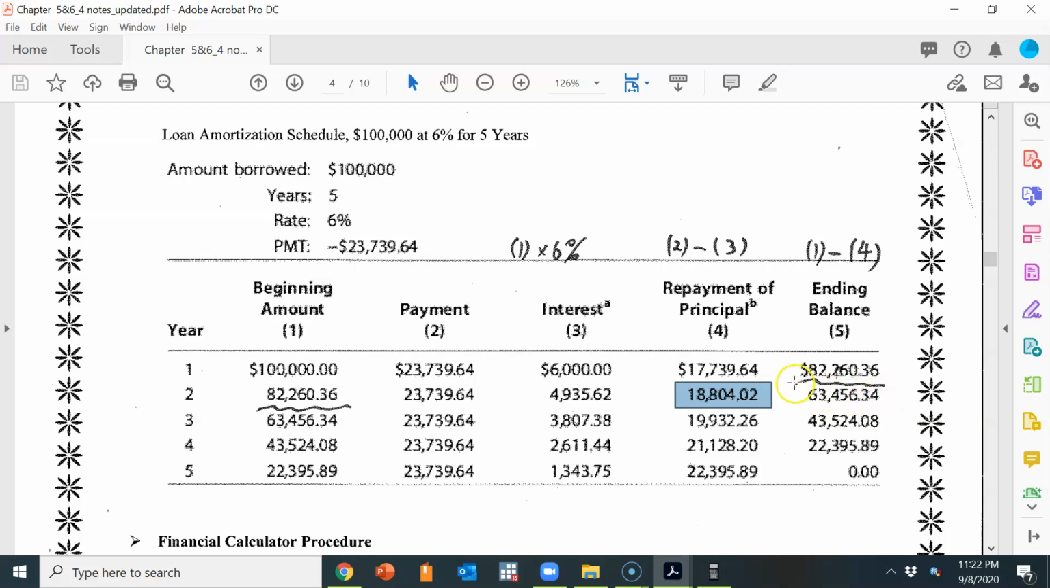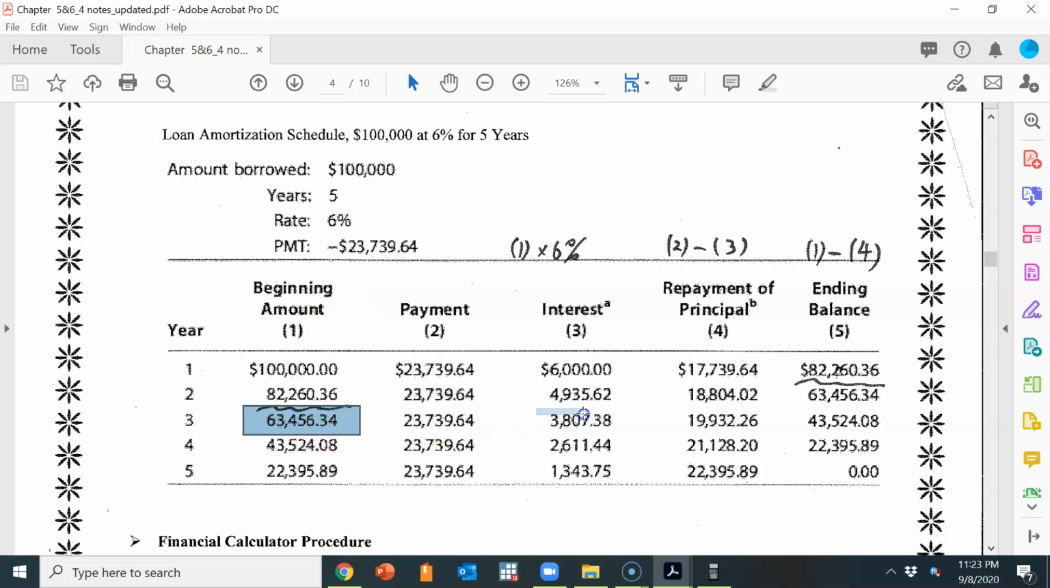Okay, the ending balance for the second year. How do we calculate this? Right, it's just the beginning balance, 22,000, minus the repayment of principal, 18,000. So our second year ending balance is 63,456.394. And then we put this number again as also the beginning amount in the third year.